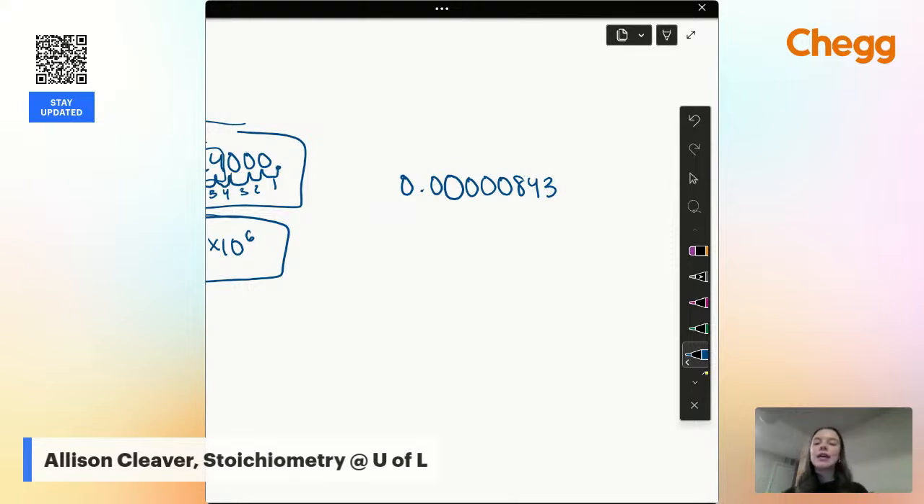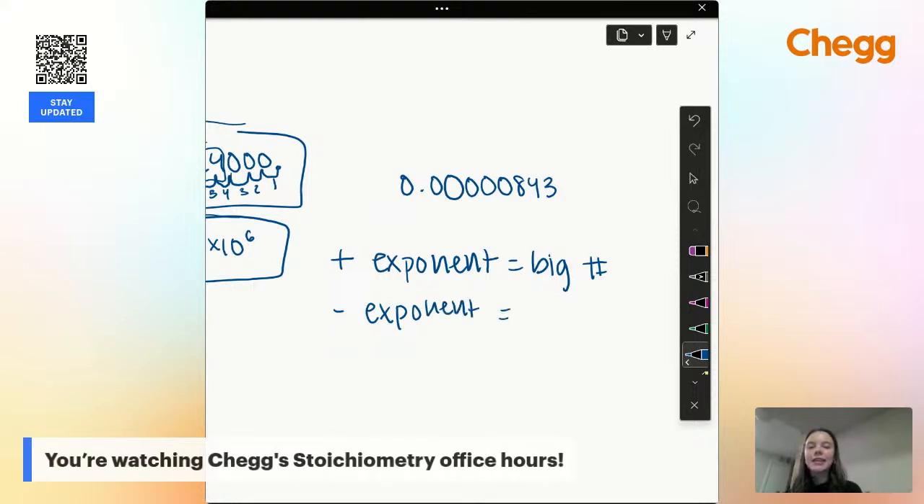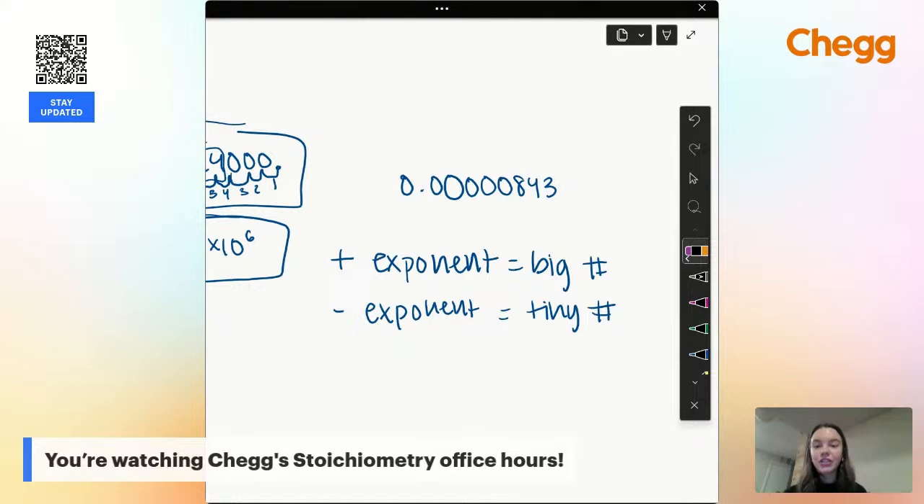The way I think of it is a plus exponent is a big number. A minus exponent is a tiny number. And I think that helps, getting those positive adjectives together and those negative adjectives together so that you can kind of realize plus equals big, minus equals tiny. Looking at this number, I know this number is very tiny. It is a very tiny part of whatever it is measuring.